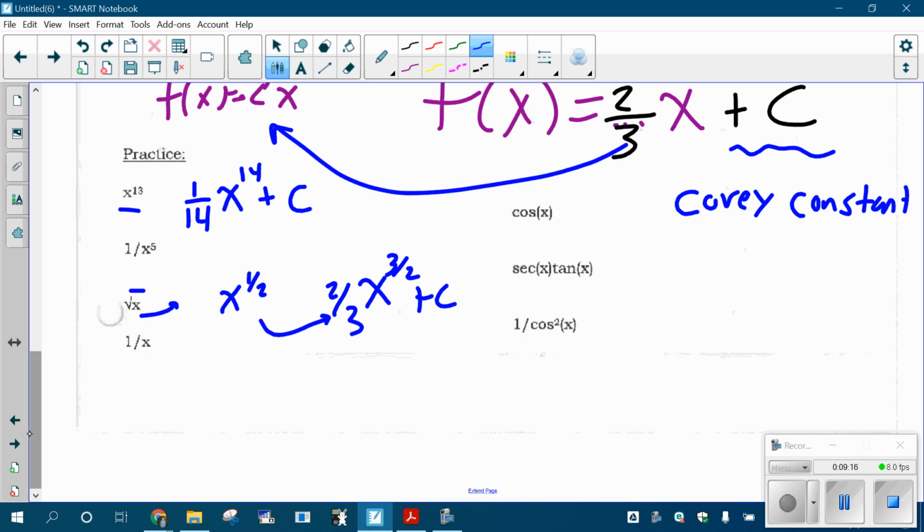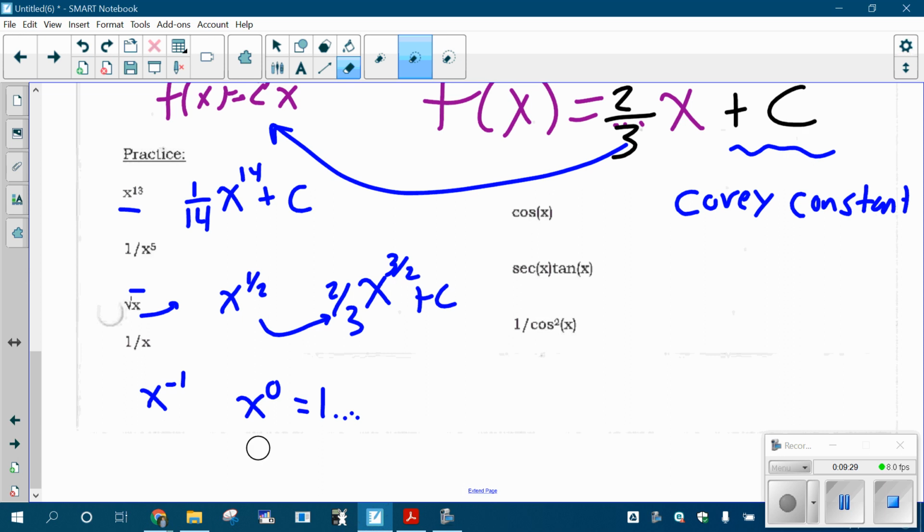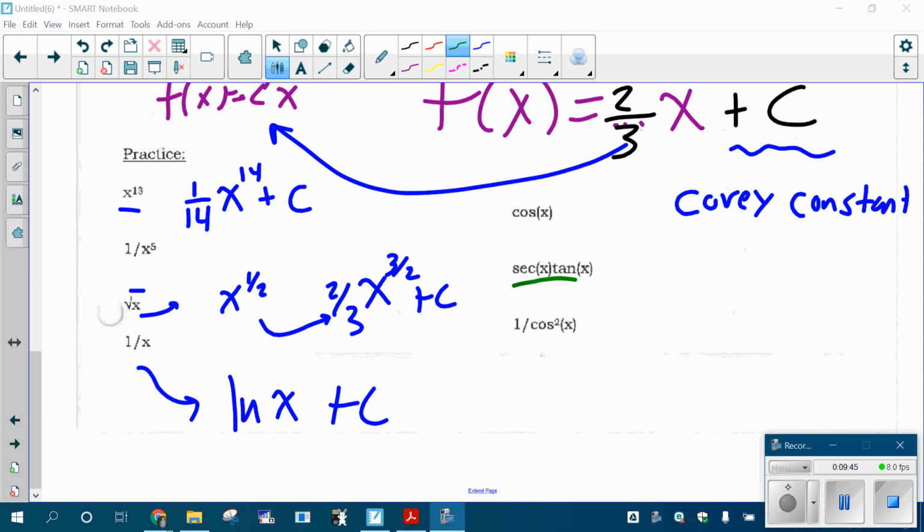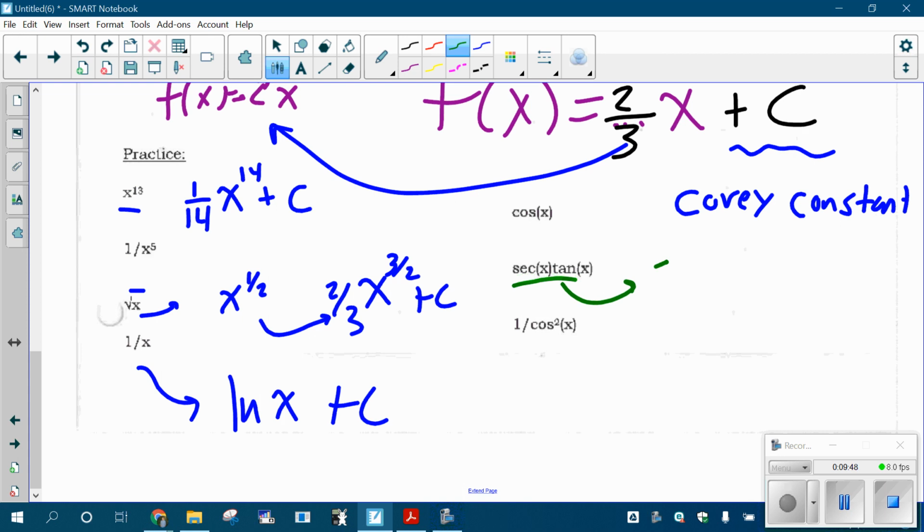1/x. Okay, so it's x to the -1, the negative first. What's 1 more than -1? 0, but x to the 0 is 1. This one's a tricky one. You paying attention? You almost stopped listening. What has a derivative of 1/x? ln. Don't forget about that. Okay, it's a little tricky one. Let's just do one of these. What has a derivative of secant tan? Secant. So the antiderivative of secant tan is secant of x plus whatever the Covey constant is, plus that c. Okay.